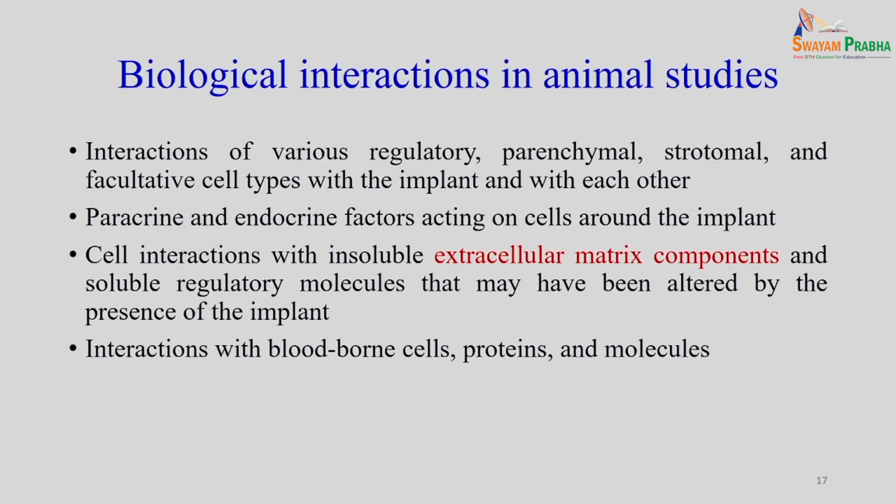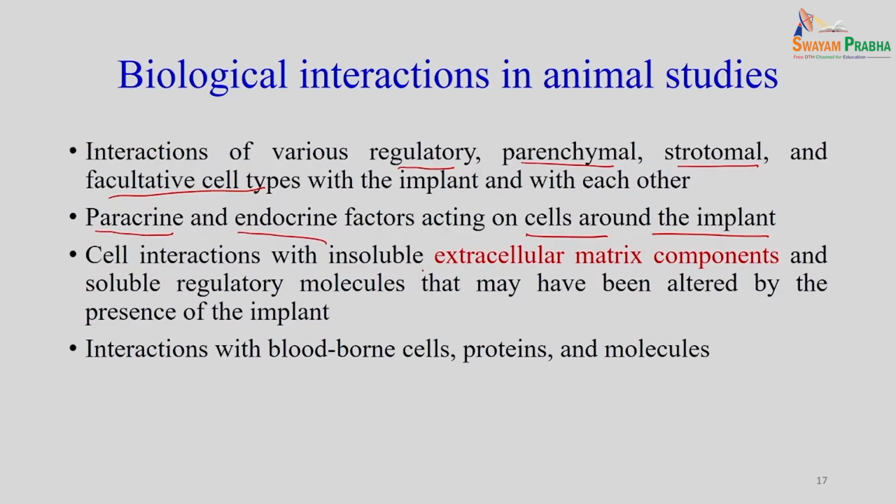During the animal studies, there should be interaction of the material with the regulatory, parenchymal, stromal and vegetative cell types with the implant. Then there should also be paracrine and endocrine factors acting on the cells around the implant. Paracrine means they regulate cell-cell interaction, and endocrine means they regulate the inside of the body or the cellular environmental interactions.